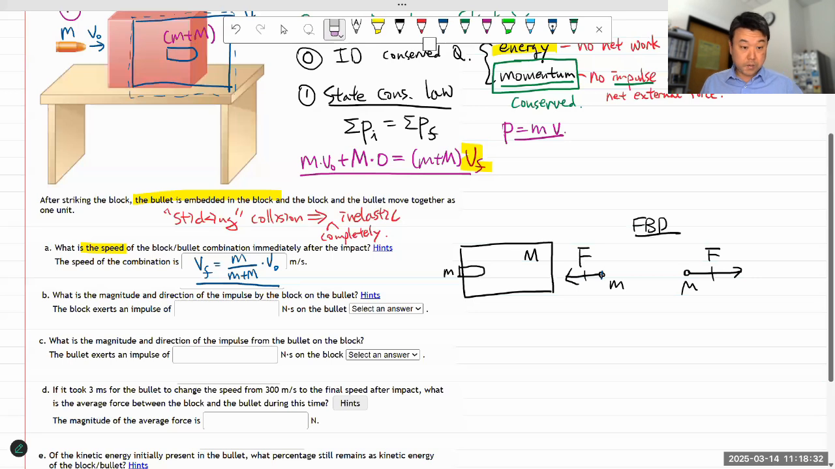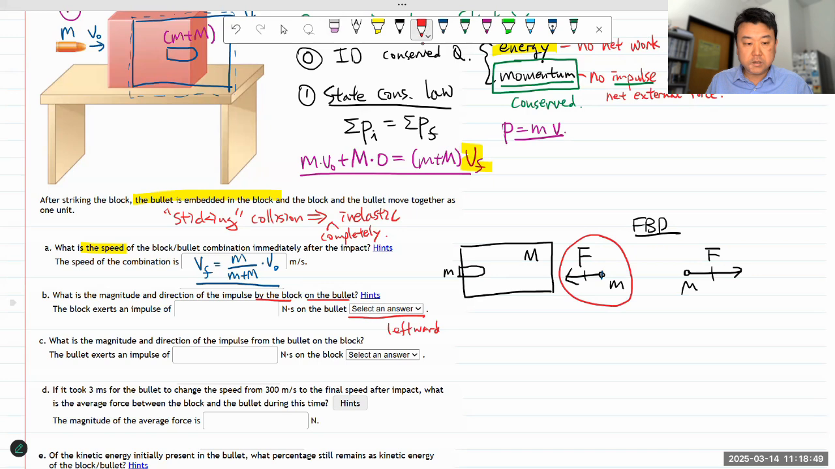So the direction of the impulse by the block on the bullet, that's describing this. So here it must be leftward. Then the block exerts an impulse. Oh, for the impulse, you have to know the definition of impulse. Impulse, sometimes indicated with the letter J. I just never got used to it, so I'm just going to spell it out. Impulse can be written two different ways. This is the definition of impulse: force times the duration of time.